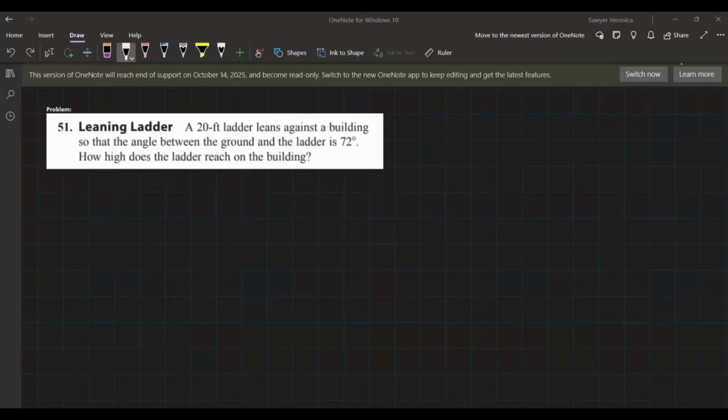Let's move on to our next problem. A 20-foot ladder leans against a building so that the angle between the ground and the ladder is 72 degrees. How high does the ladder reach on the building? So this is the building, and this is the ladder. This is 20 feet. And the angle between the ground and the ladder is 72 degrees. This here is 72 degrees. So this is an angle of elevation problem. You are looking for how high does the ladder reach? This, the height, would be your x.